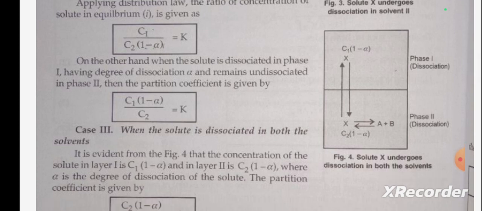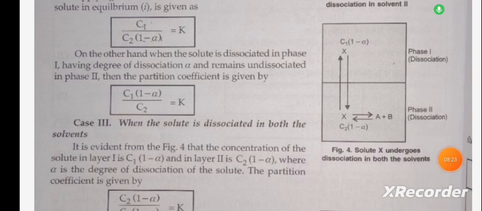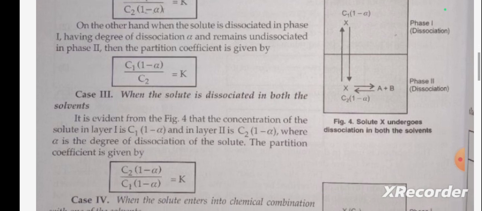On the other hand, when the solute is dissociated in phase 1 having degree of dissociation alpha and remains undissociated in phase 2, then the partition coefficient is given by C1(1 - alpha)/C2 = K.